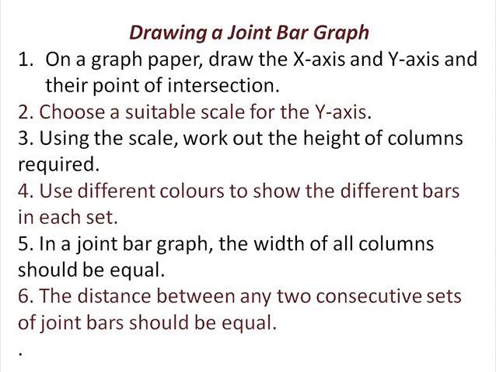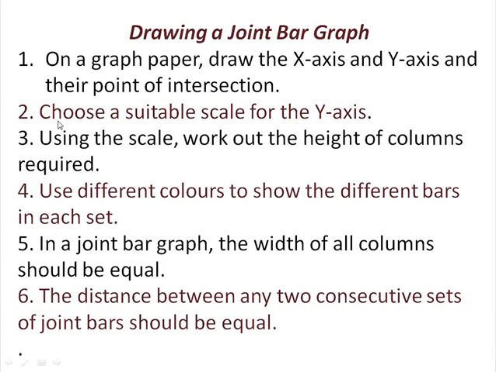Now, let us see how to draw a joint bar graph. That is, drawing a joint bar graph. Whenever we draw the joint bar graph, first we have to draw the x-axis and y-axis and we have to show their point of intersection. Everyone knows how to draw the x-axis and y-axis, the horizontal line and the vertical line. These two axes are perpendicular to each other, that is, they are at right angle and their point of intersection is called the origin and we write 0 at the point of intersection.